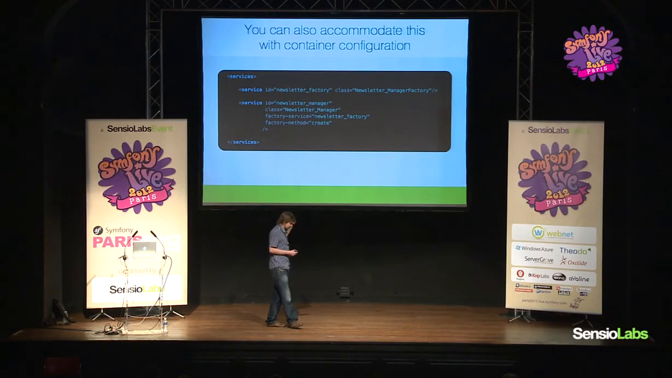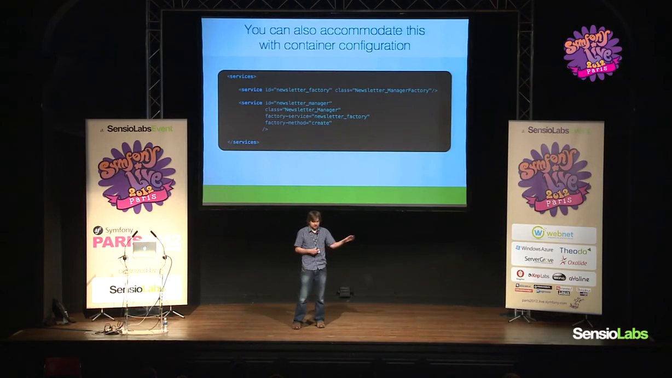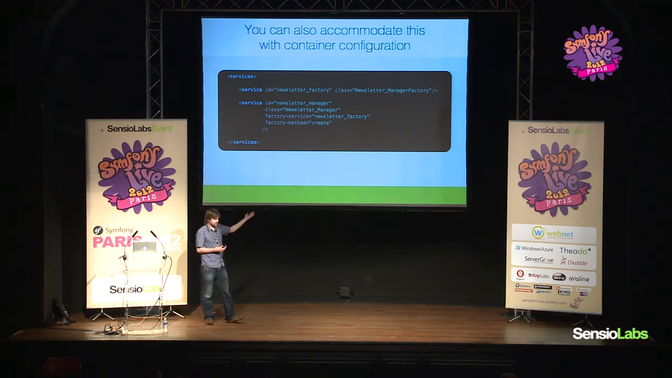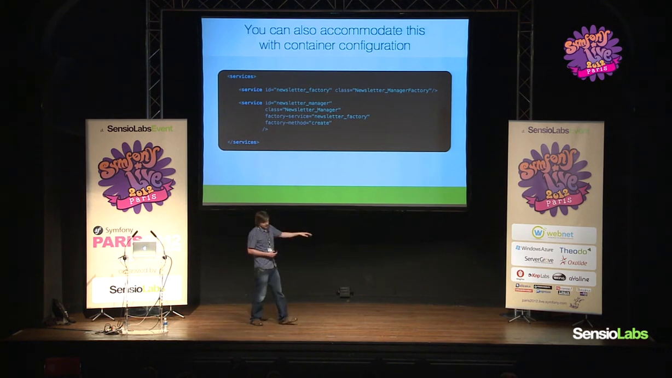So now when we request or inject a newsletter manager into something, the service container knows that it needs to use the newsletter factory service. So if that doesn't already exist, it will create a newsletter factory for us, and then call the create method on it.